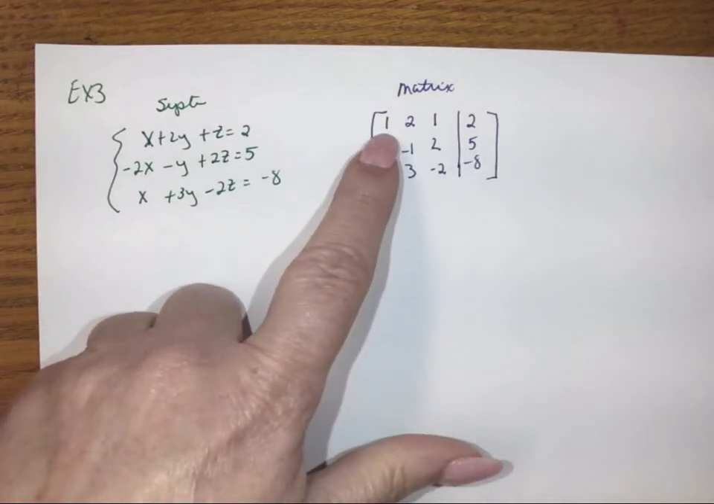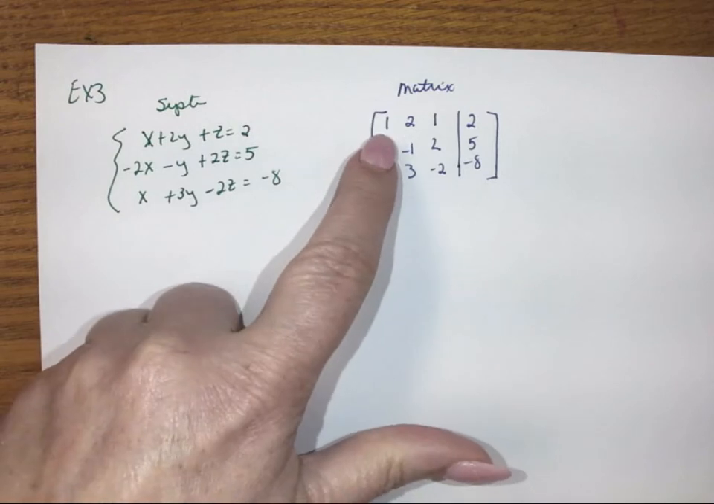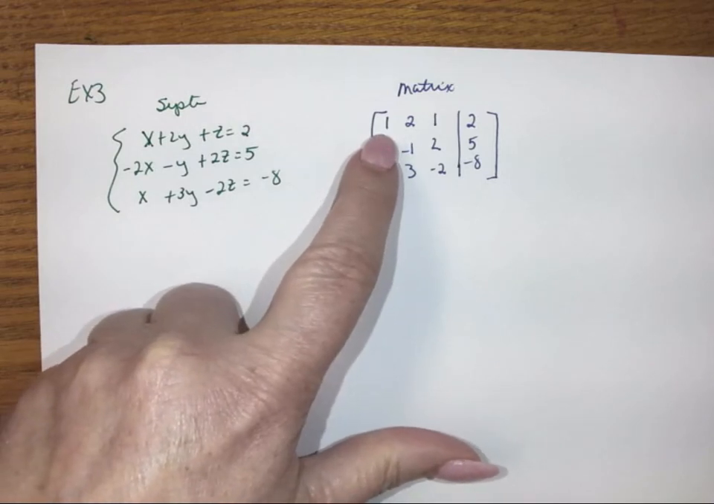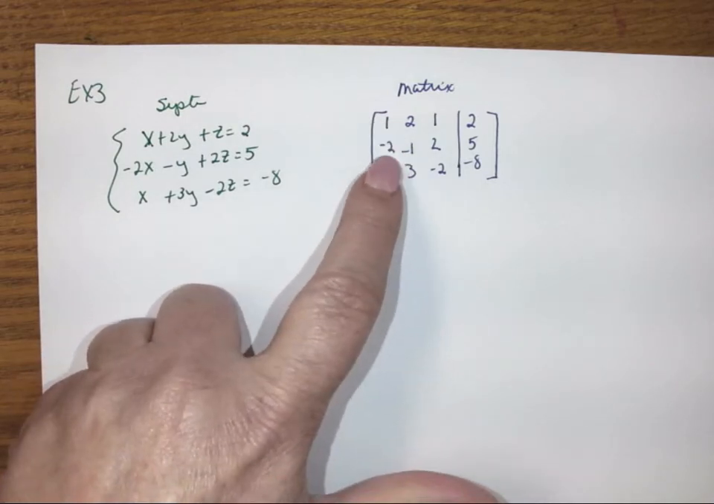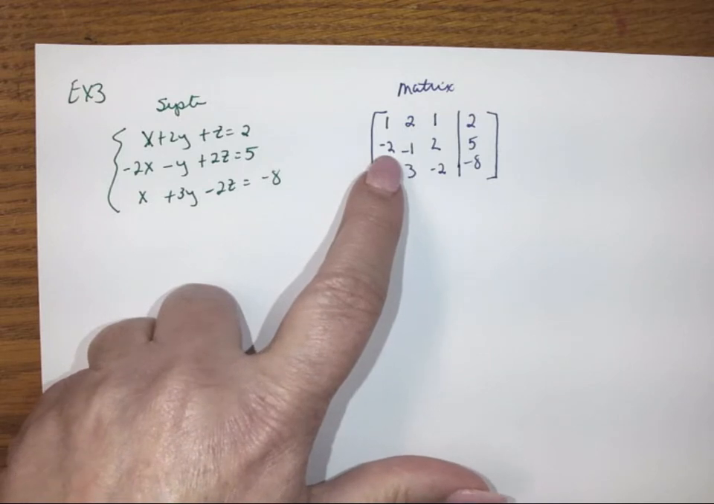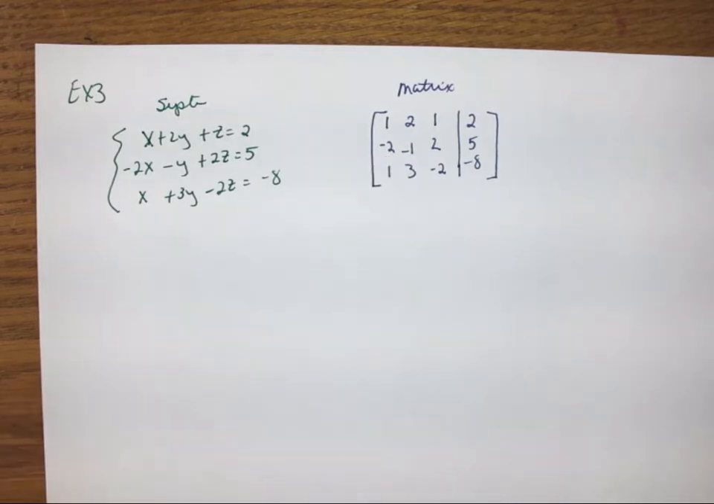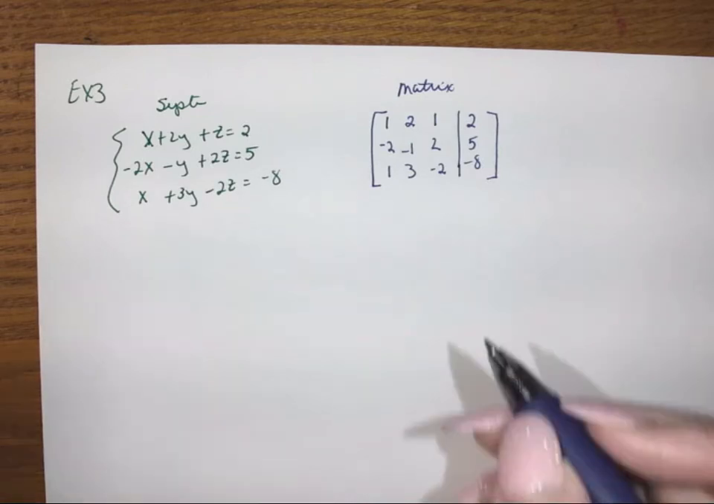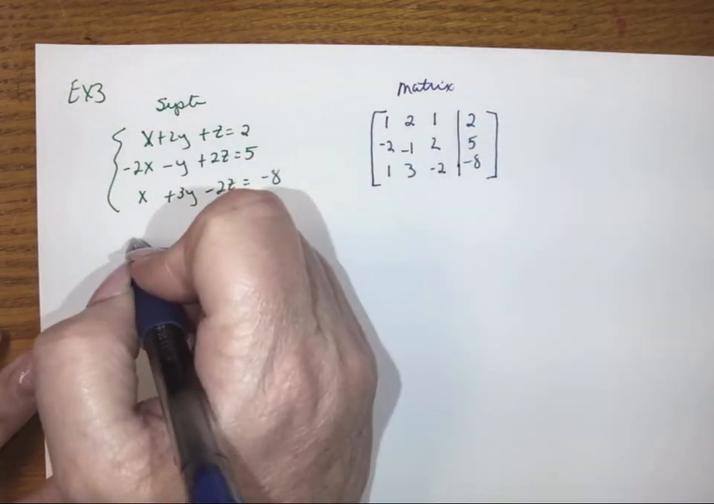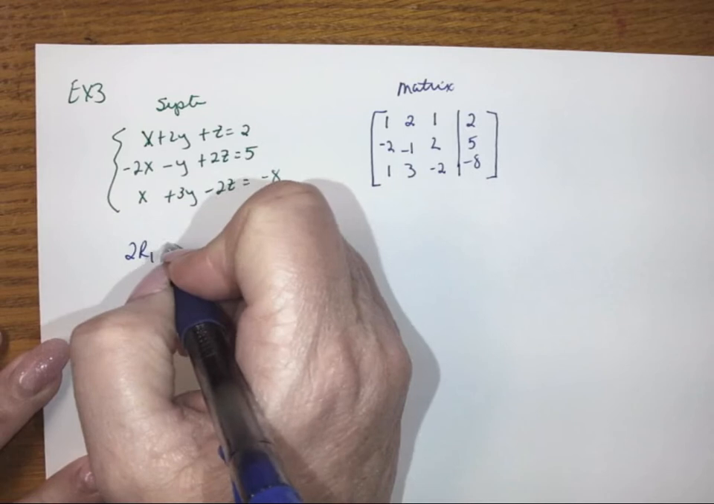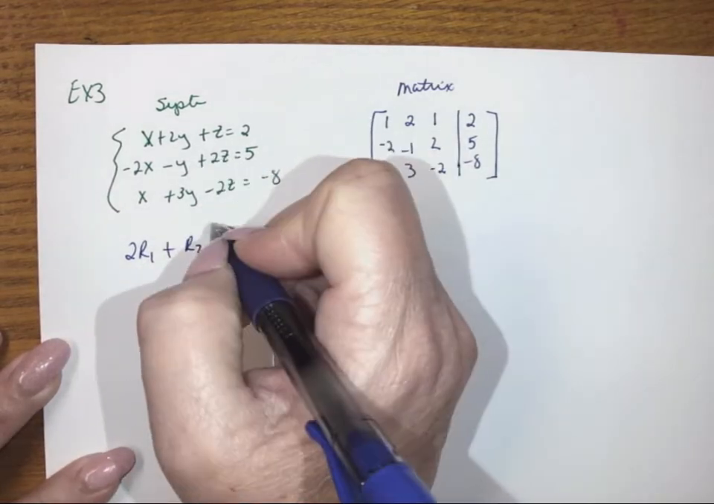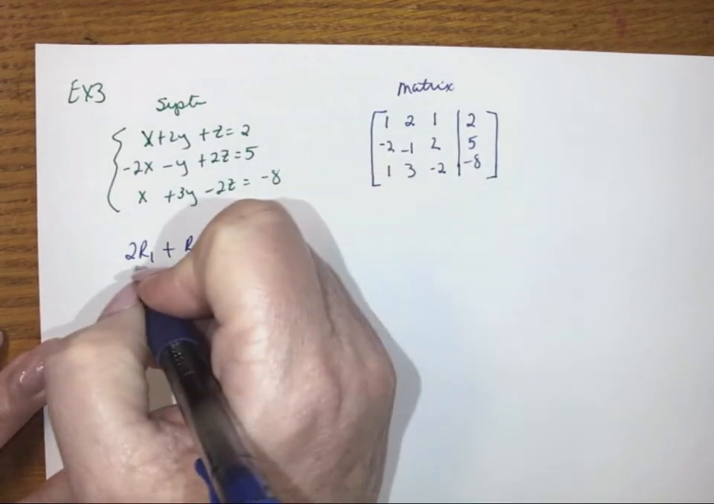All right, first goal is to get a 1 right here. Woohoo! We already have a 1 there. So our next goal is to get this to be a 0. So how do we make a negative to a 0? We add 2 to it. So we can take 2 times row 1 plus our row 2, and that will become our new row 2.